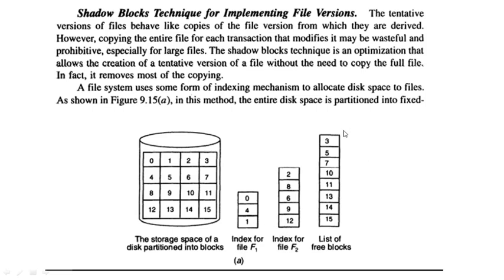Any further files can be stored in the list of free block numbers. Block 0 is occupied by file 1, 4 is occupied by file 1, and 1 is also occupied by file 1.